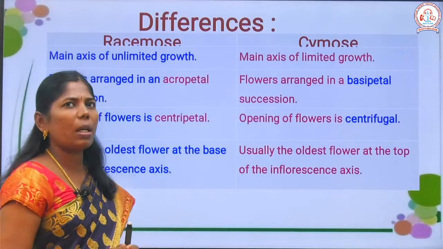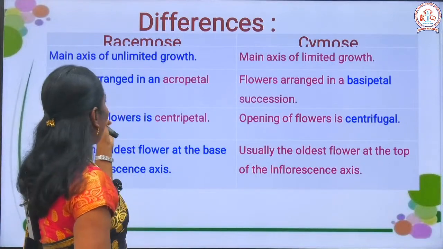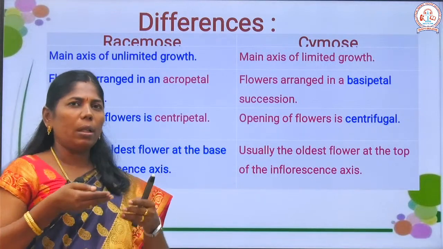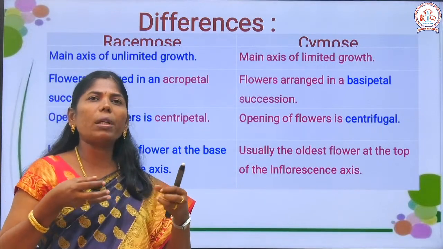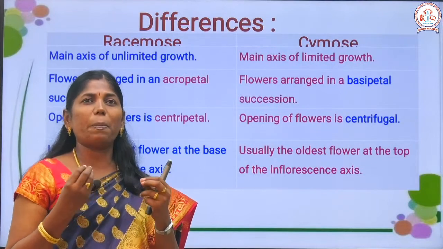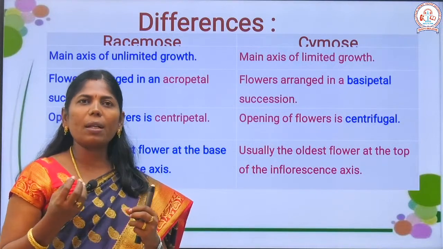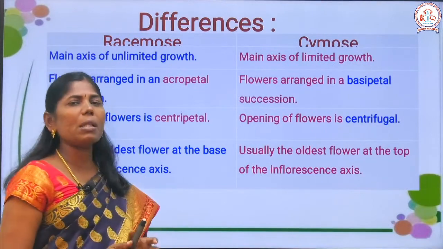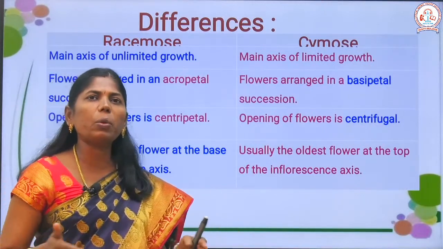Here the flowers are arranged in acropetal succession. Acropetal succession means, in the lower branches we can see the older flowers, and in the younger branches we can see the younger flowers. A bud is present. So the flowers are opening in a centripetal manner. Centripetal manner means from the periphery to the center.